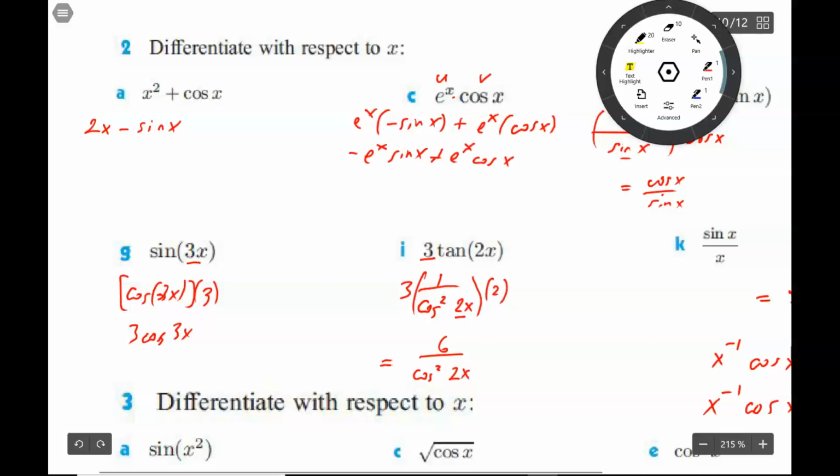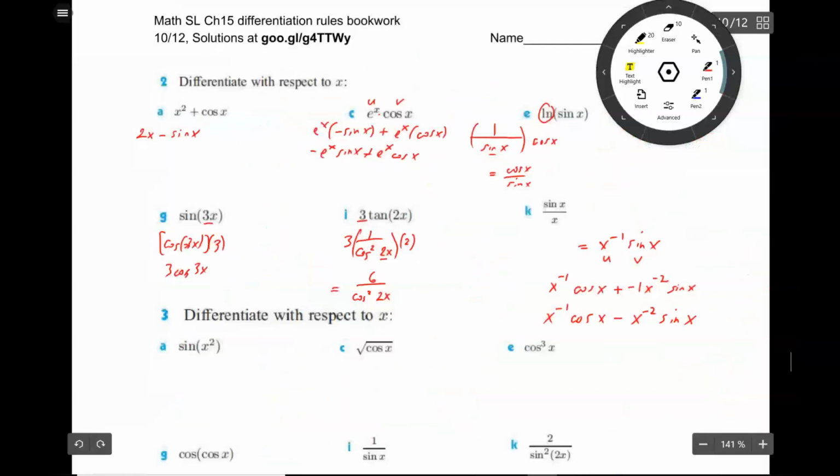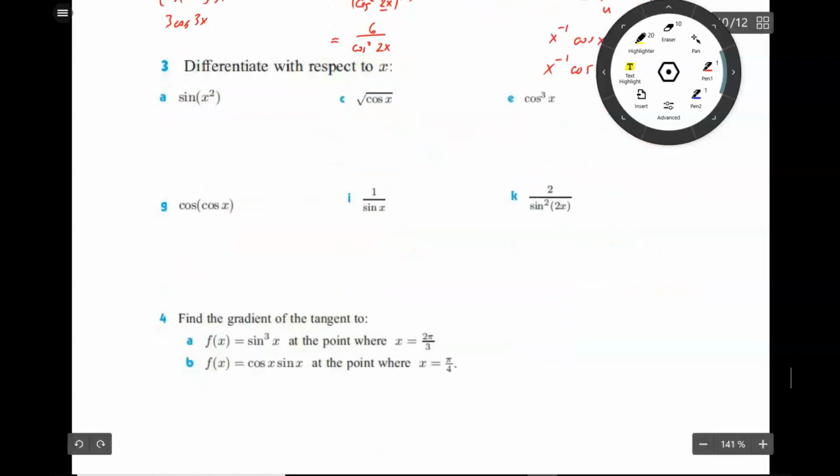And then k, I accidentally put k in the previous page, so I just copied the answer from the previous page for k. If you want to see the video for k, you can go back to the page 9 video. Number 3, differentiate with respect to x, sine of x squared.